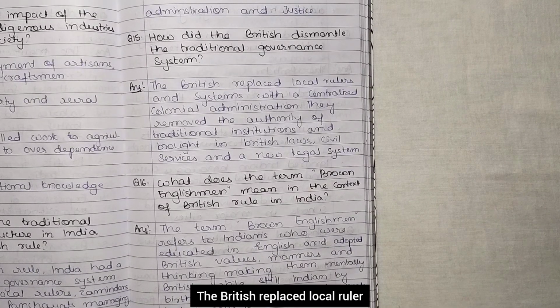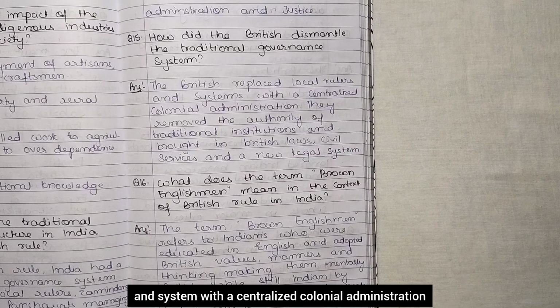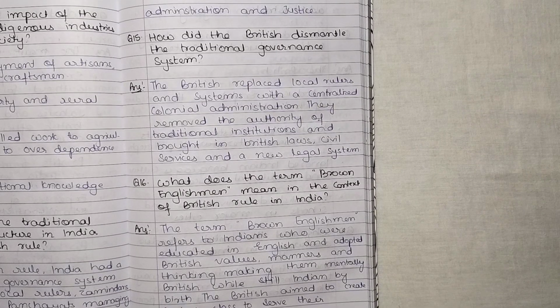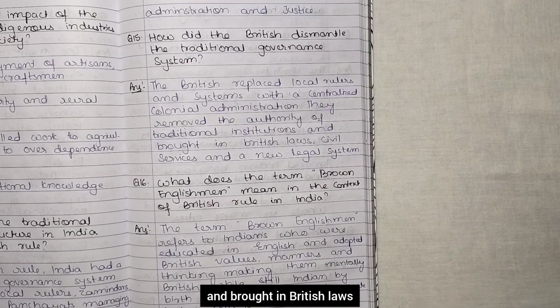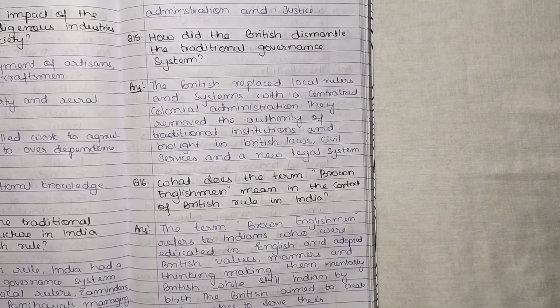How did the British dismantle the traditional governance system? The British replaced local rulers and systems with a centralized colonial administration. They removed the authority of the traditional institutions and brought in British laws, civil services and a new legal system.